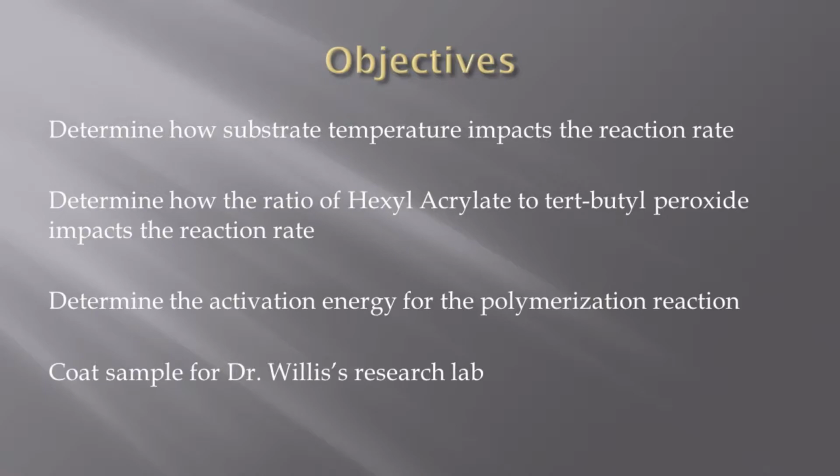There are many objectives of this lab. The first is to determine how the substrate temperature impacts the reaction rate. This was done by varying the chiller temperature between 10 and 20 degrees Celsius. The next objective is to determine how the ratio of hexyl acrylate to tert butyl peroxide impacts the reaction rate. In our experiments, we used a ratio of 4:1, 4:2, and 4:3.